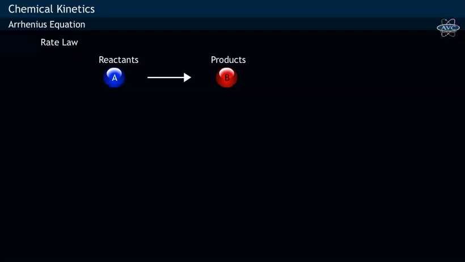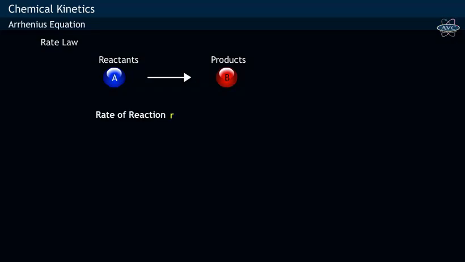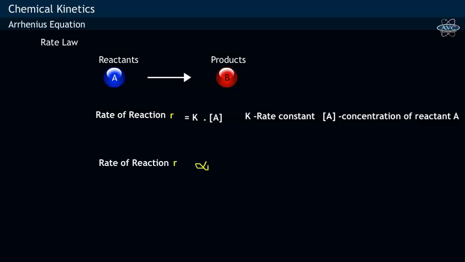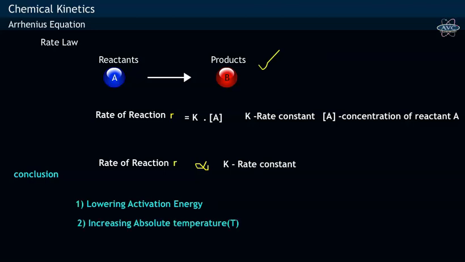The rate law of the reaction is given by r equals k times the concentration of a reactant. That is, the rate of reaction r is directly proportional to the rate constant k. Thus, it may be concluded that for a chemical reaction, by lowering the activation energy and increasing the absolute temperature T, the rate constant increases, and thus the rate of reaction also increases.